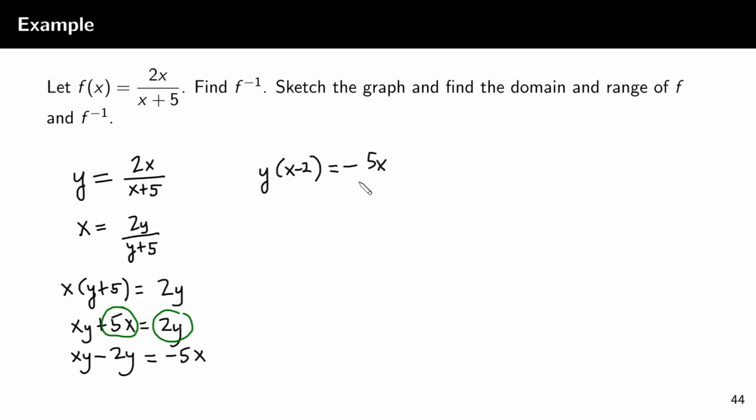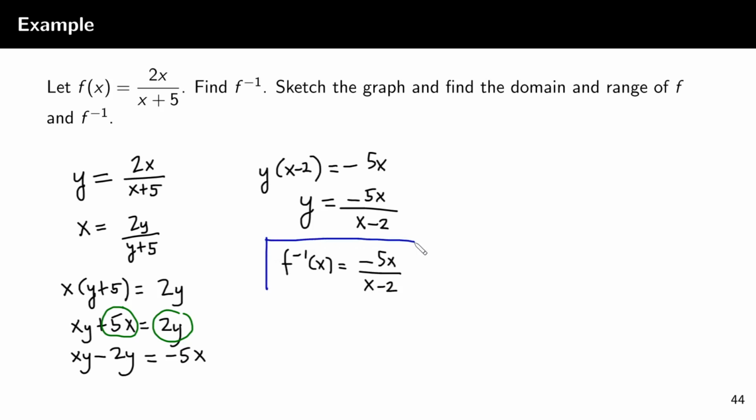And pwede ko nang i-divide yung both sides ng x minus 2. So, y is equal to negative 5x over x minus 2. Okay. And ito na ngayon yung inverse natin. So, f inverse of x is equal to negative 5x over x minus 2. This is a rational function. Yung original function natin, rational din. So, pwede nating malaman yung domain and range, yung domain nila.